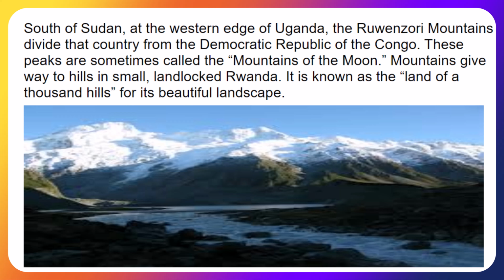South of Sudan, at the western edge of Uganda, the Ruwenzori Mountains divide that country from the Democratic Republic of the Congo. These peaks are sometimes called the Mountains of the Moon. Mountains give way to hills in small, landlocked Rwanda. It is known as the, quote, land of 1,000 hills for its beautiful landscape. Question number 20. What are the Mountains of the Moon? Well, those are the nicknames given to the peaks of the Ruwenzori Mountains that divide the Democratic Republic of the Congo from Uganda.